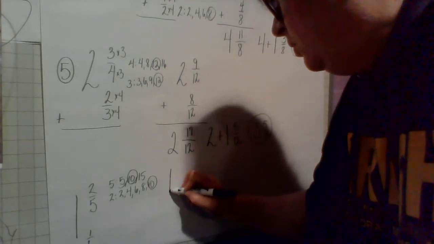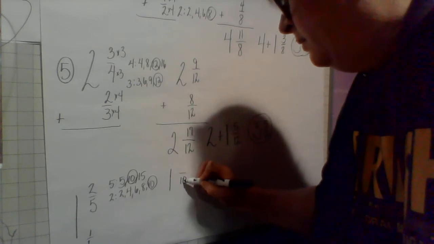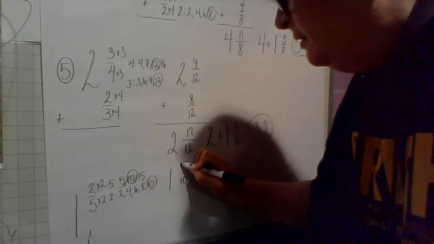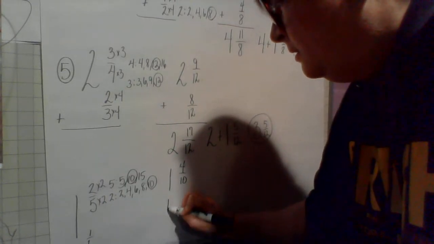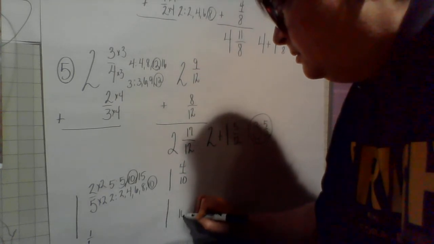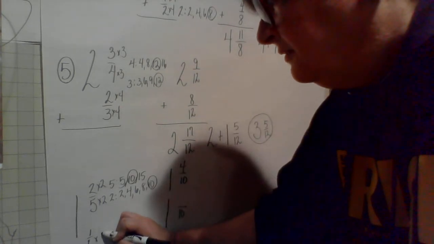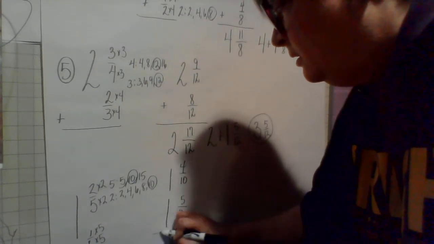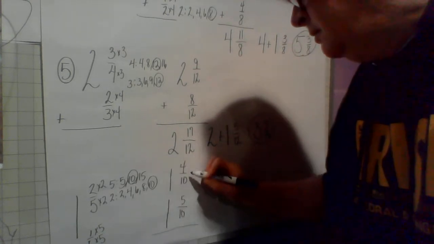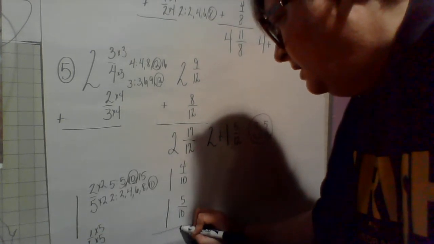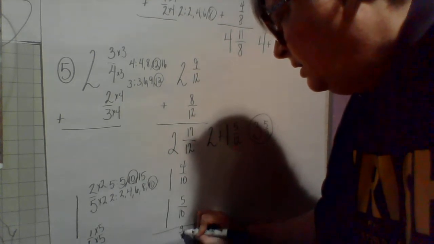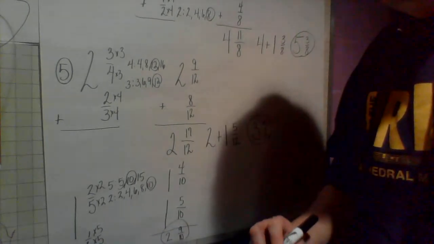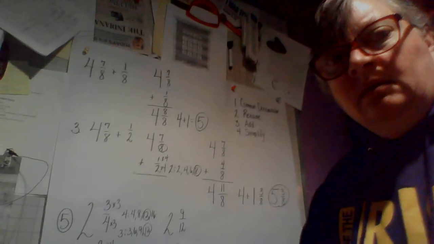So we have 1, and 5 times 2 is 10, so 2 times 2 is 4. 1. 2 times 5 is 10. 1 times 5 is 5. Alright, so 4 plus 5 is 9. Keep our common denominator. 1 plus 1 is 2. So 2 and 9/10 is our answer for number 7.